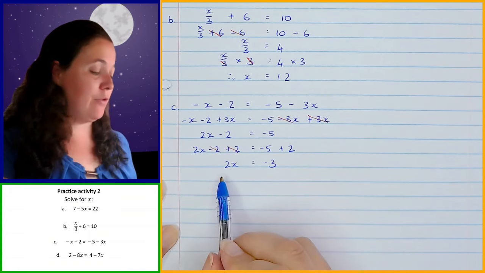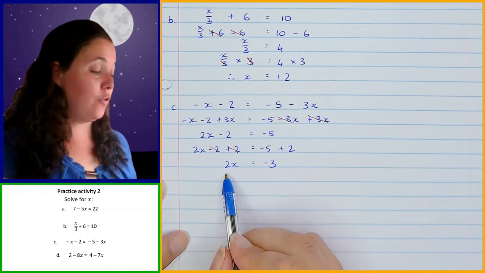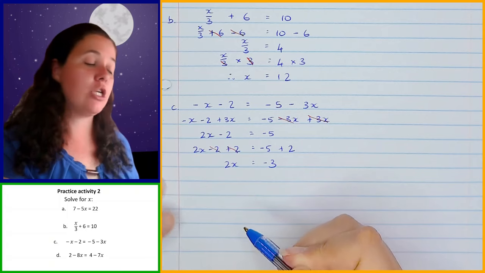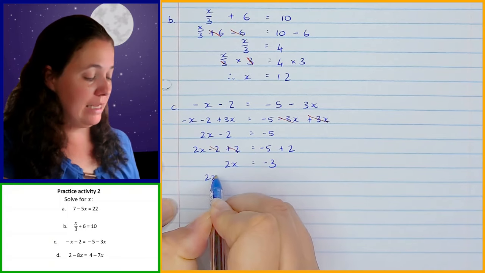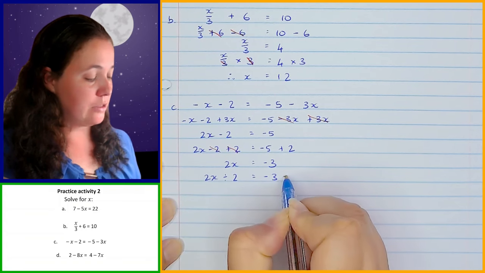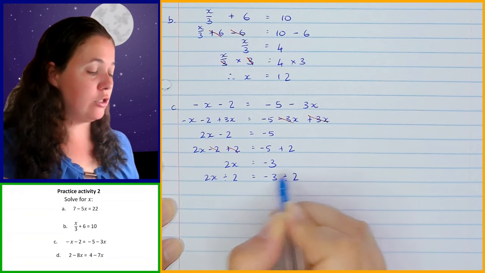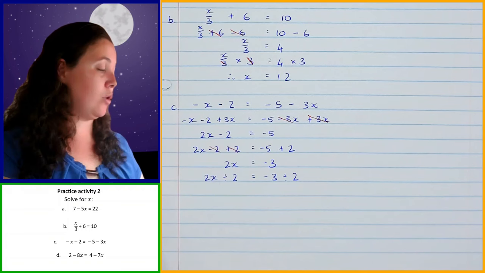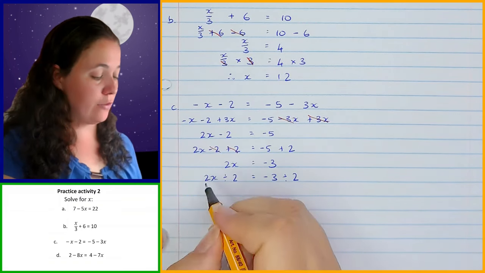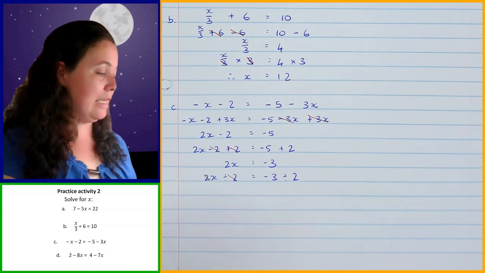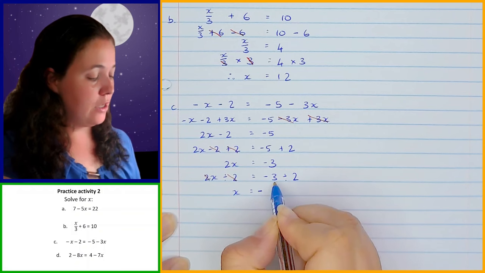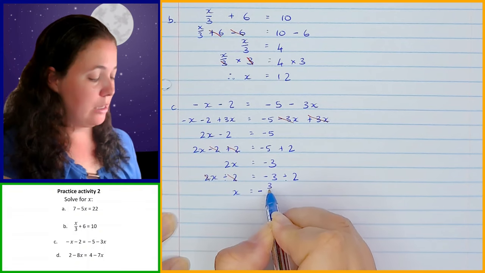And now I'm going to solve for x by getting rid of the 2. It's 2 multiplied by x, so I need to divide by 2. So I've got 2x divided by 2 equals negative 3 divided by 2. Now I'm going to write that in a better way, as a fraction. So I've got those cancelling like that. This gives me x equal to negative 3 over 2.